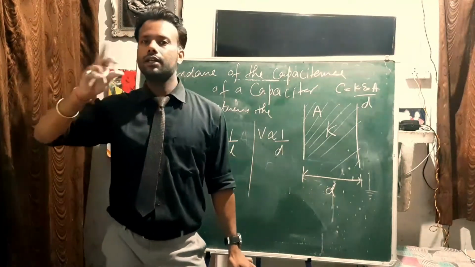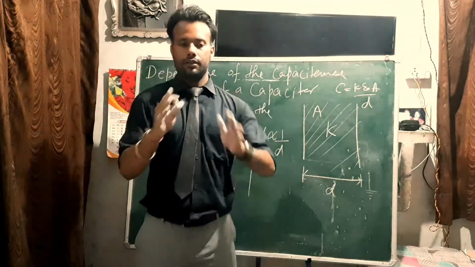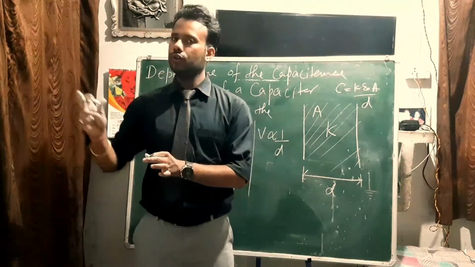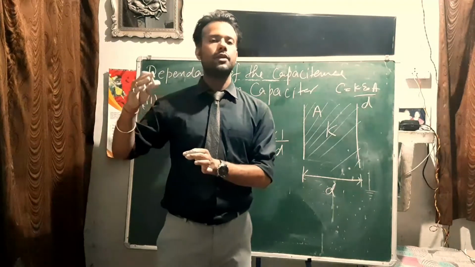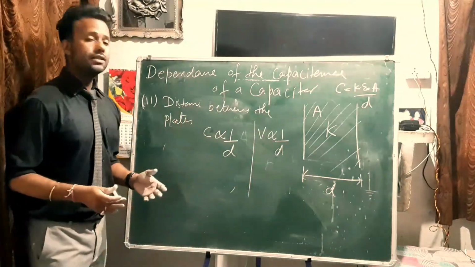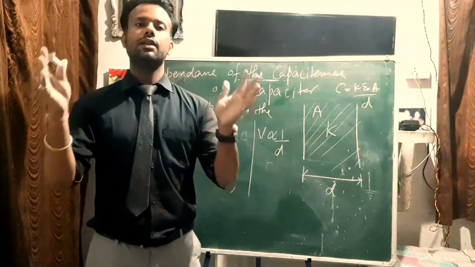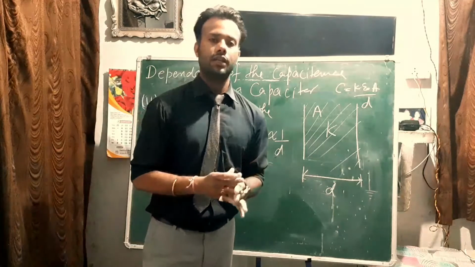And when the potential decreases, you know that the formula is C equals Q by V. Capacitance is inversely proportional to voltage. So when voltage decreases, capacitance increases. So it is inversely proportional to D. If D increases, capacitance decreases. If D decreases, capacitance increases.